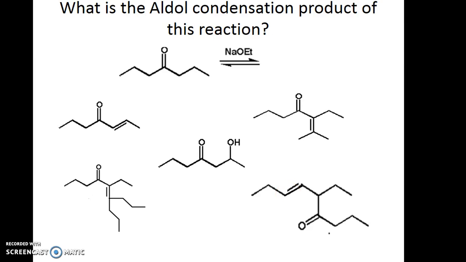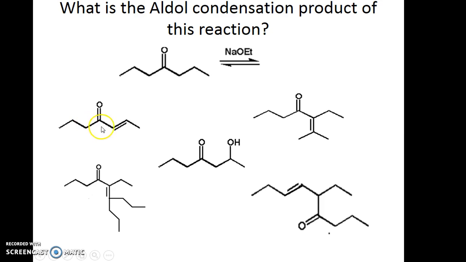So what is the aldol condensation of this reaction? So let's go ahead and look. I'm going to take this, chop it off and stick it on this. So I'm going to end up with this compound with a double bond down here, and then attached to the other end of the alkene will be two propyl groups.